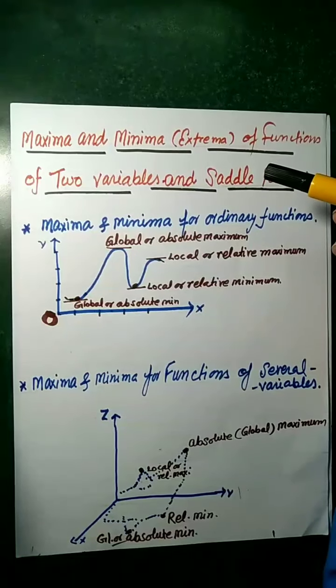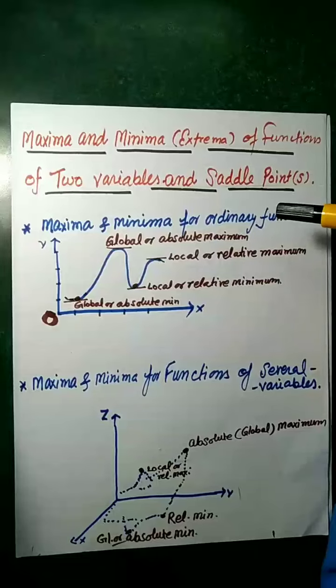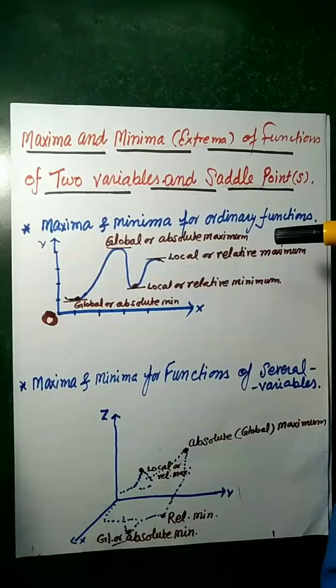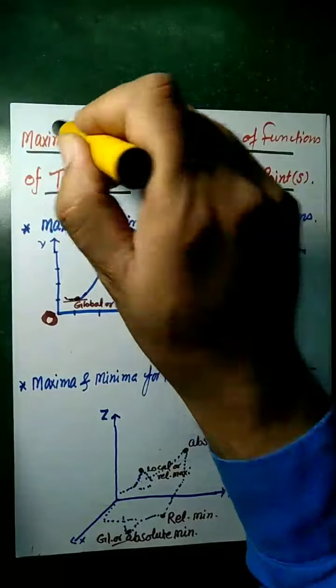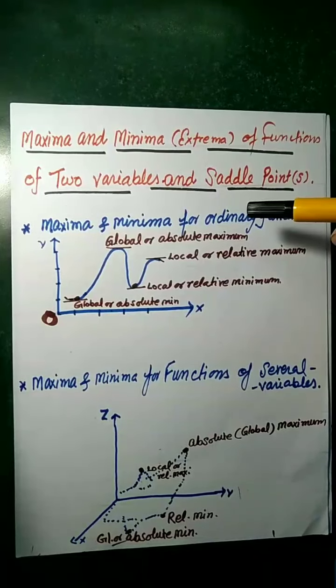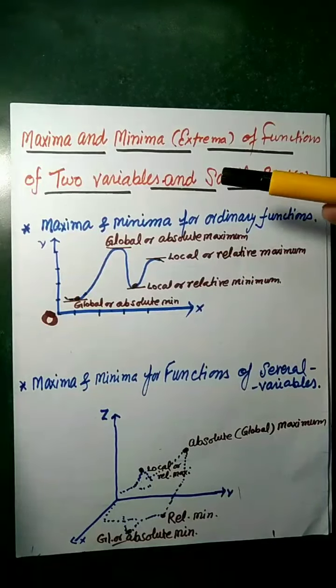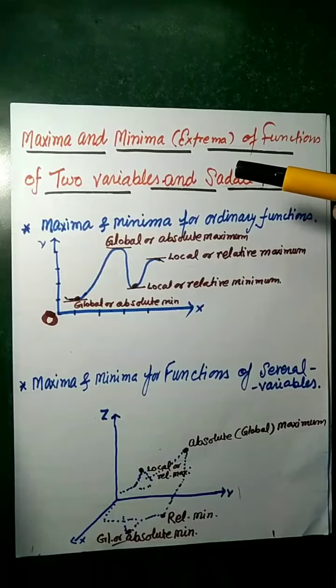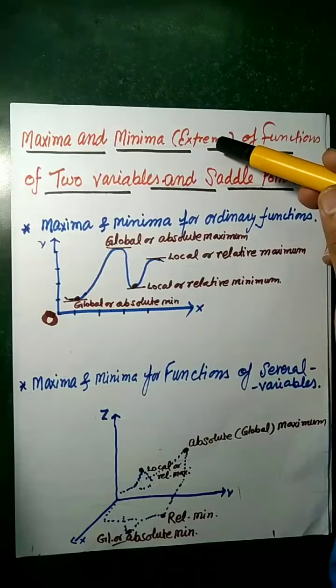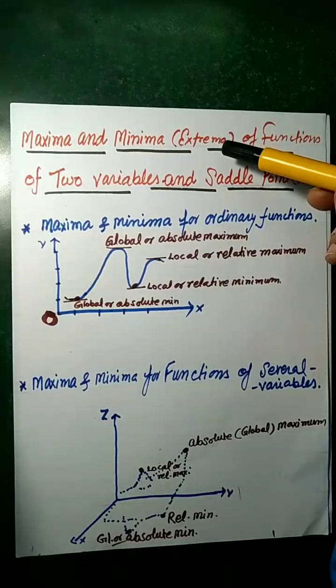Welcome to the lesson of maxima and minima, collectively known as extrema, of functions of two variables and saddle points. The word maxima is plural for maximum, minima is plural for minimum, and extrema is the plural for extremum.